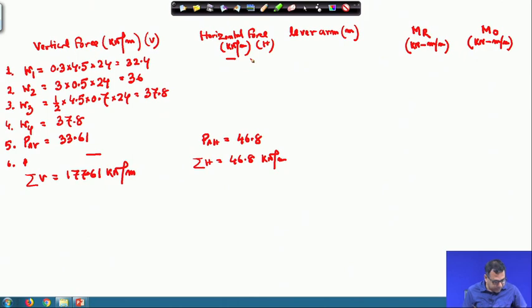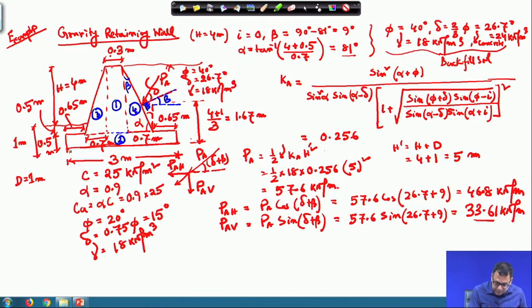Now, the lever arm. So, first I am talking about the first vertical force and the lever arm. Let us see that I am taking the moment from this toe. The first one will act at the center, so 3/2 is the lever arm, because it is acting at the center of the wall.